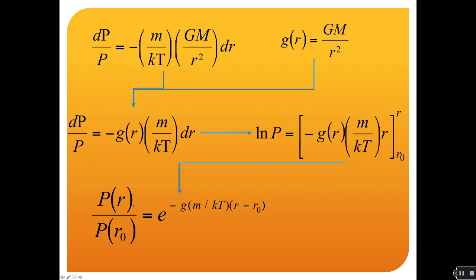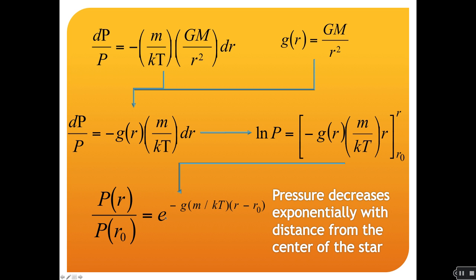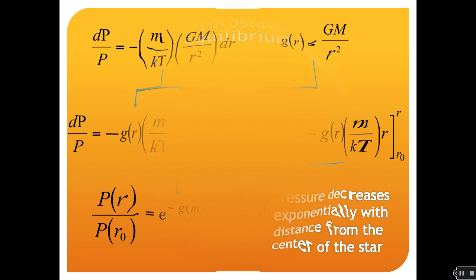The pressure as a function of distance from the center, where R0 is usually going to be the center, but it could be some arbitrary point, is given by this equation. So all I've done is to log both sides and put in the limits. And what I get is something that says that my pressure goes down exponentially with distance from the center of the star. This is also true if you apply it to the atmosphere or an ocean. You have that the pressure in the atmosphere goes down exponentially as you go up in altitude. You have that the pressure goes up exponentially as you go down in the ocean.